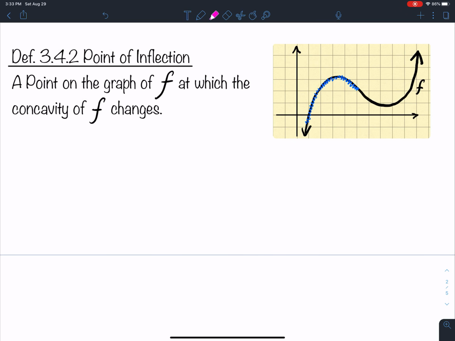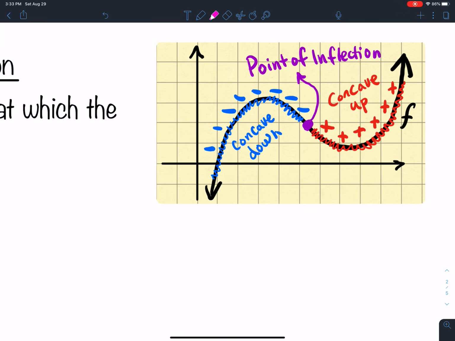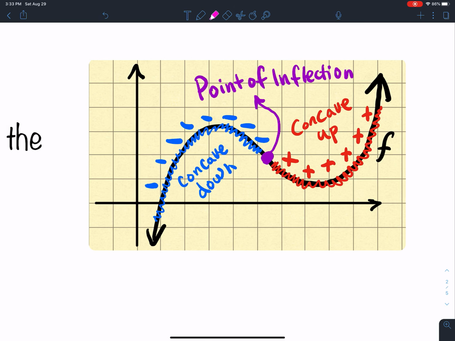This part here looks like the concavity is concave down. So the second derivative is negative on this part of the curve. And then this part over here looks like the second derivative is positive. We're smiling, right? So that means that we are concave up on this side of the curve. And so a point of inflection would be the point at which the concavity changes. So that point right there is the point of inflection off of that picture that you can see right there.